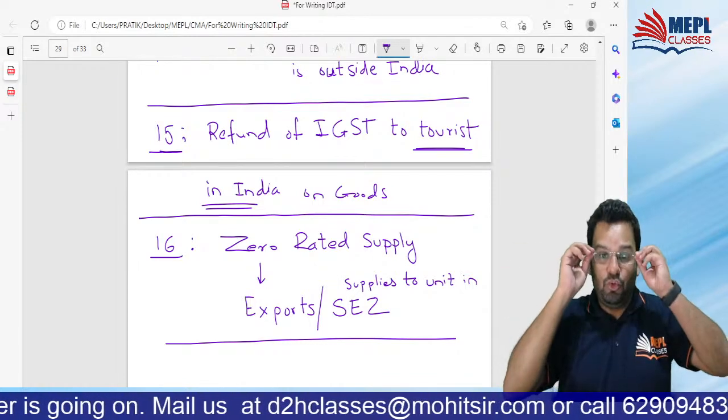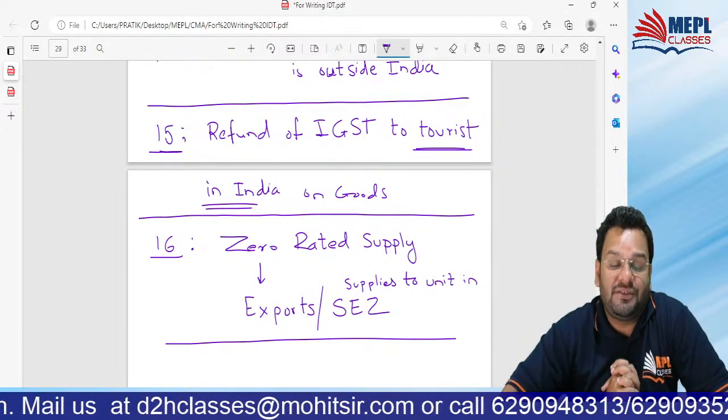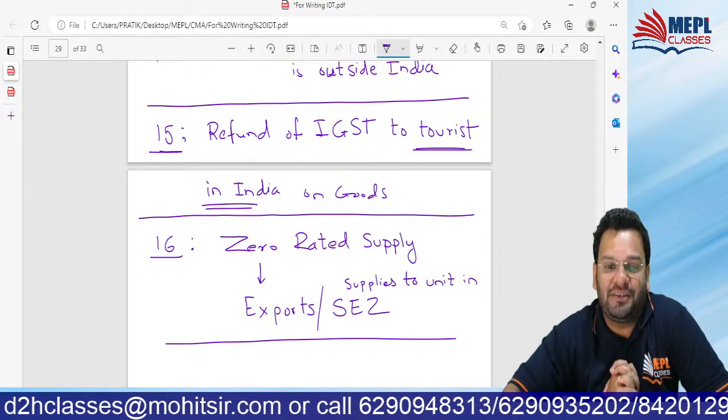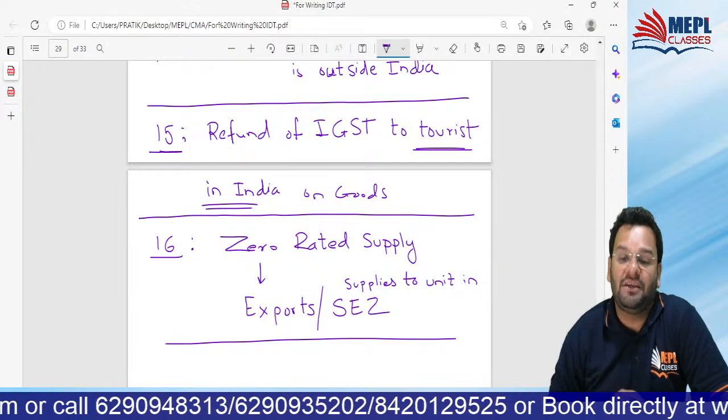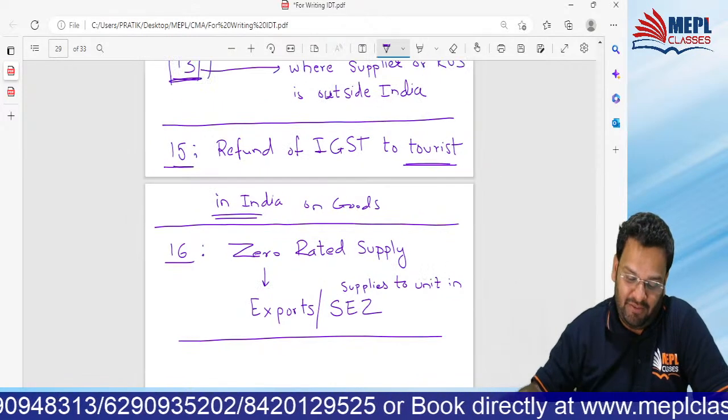So we have to do all these things in this batch as far as GST is concerned. And of course, then we are going to go to customs and FTP, foreign trade policy.